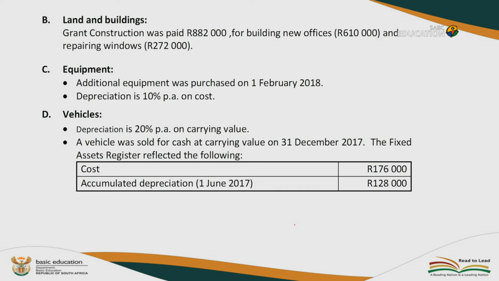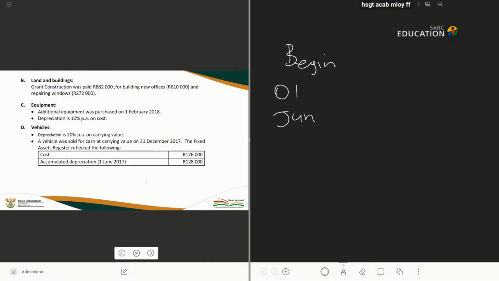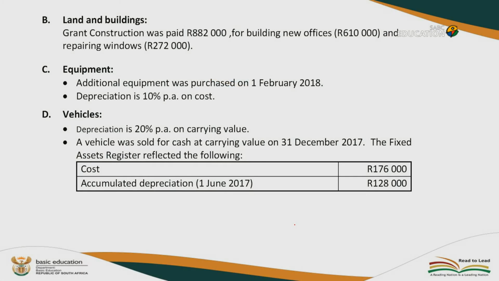Remember that the equipment that is new was bought on the 1st of February. Remember that earlier we said that our year begins on the 1st of June, 2017, and then it is going to end 31st May, 2018. And if you check, this equipment was bought somewhere during the accounting period, on the 1st of Feb.